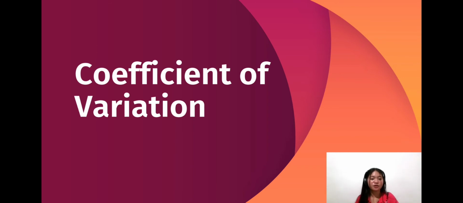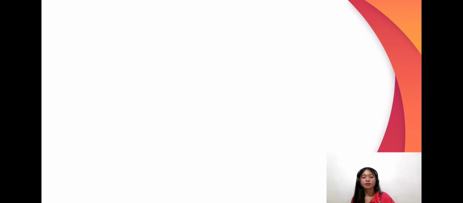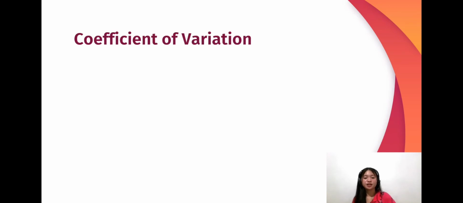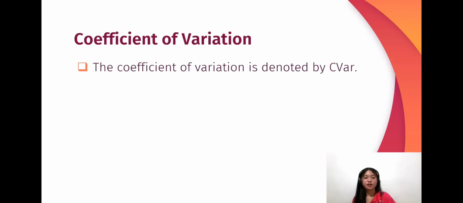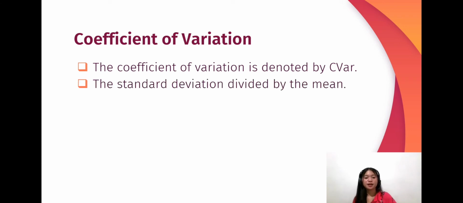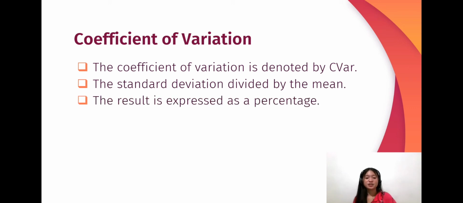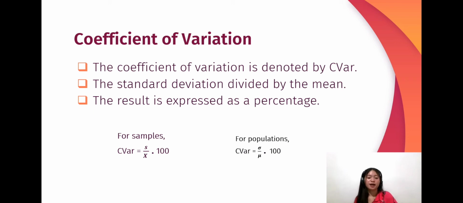So, moving forward to the coefficient of variation. The coefficient of variation is denoted by CVar. It is the standard deviation divided by the mean, and the result is expressed as a percentage. So, this is the formula for the sample, then this one is for the population. This S is the standard deviation, and the X-bar is the mean.